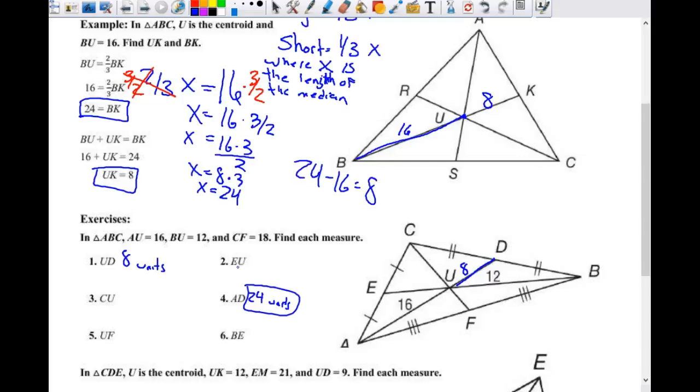The actual way you find it is the one from the vertex to the centroid is always going to be longer than the one from the centroid to the side. But I think it's just easier to look at them.